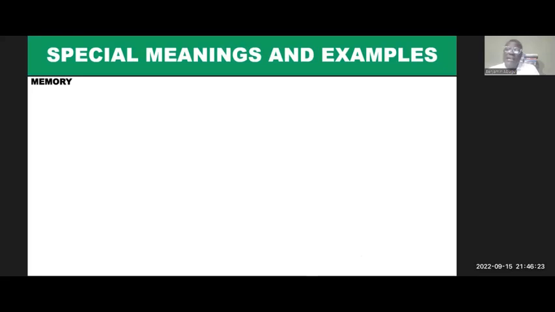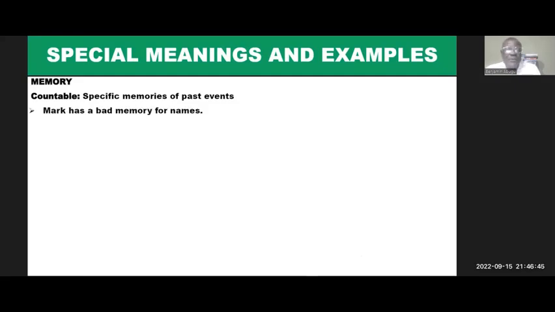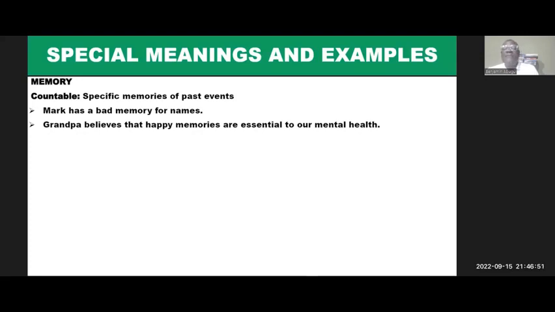Now, the next one is memory. Memory can either be countable or uncountable. For example, when we use memory as countable, we are referring to specific memories of past events. So you can talk of good memories or awful memories and so on and so forth. For example, Mark has a bad memory for names. Or Grandpa believes that happy memories are essential to our mental health. Happy memory, that is the number of events that you can remember, that makes you feel good, okay?